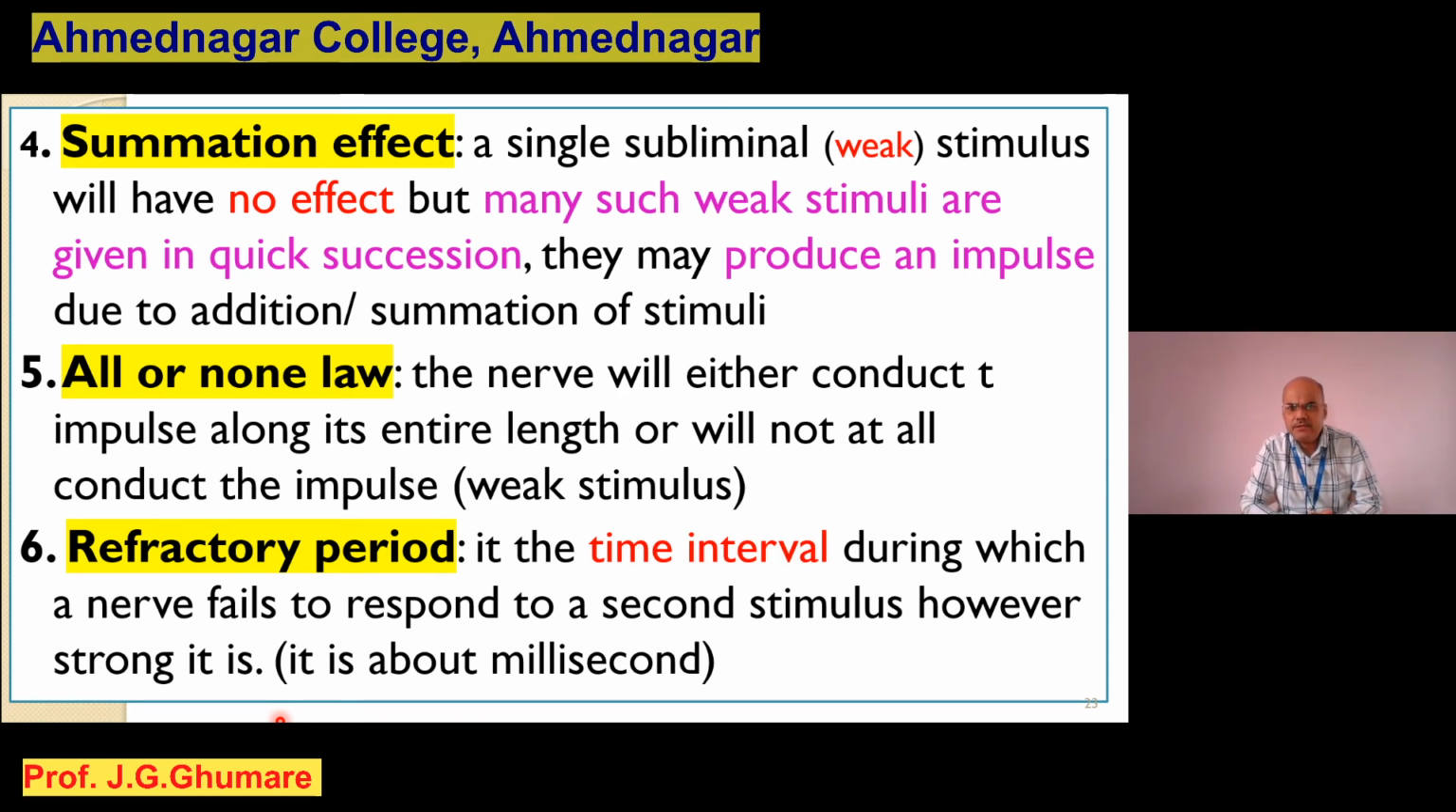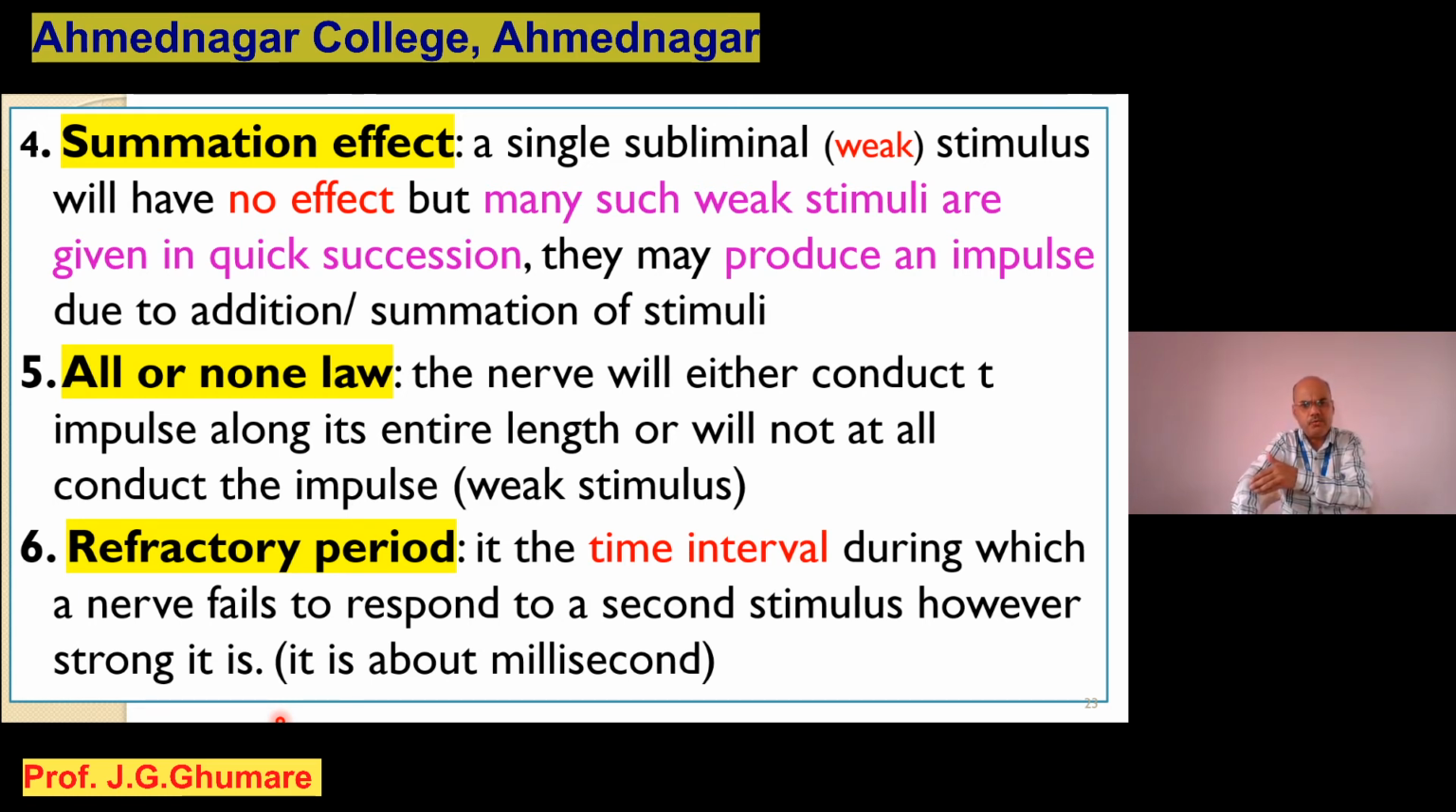All or none effect is the law where a nerve will either conduct the impulse along its entire length, or it will not conduct the impulse at all. This is because of a weak stimulus. This is all or none effect, remember. So either the message will be carried all the way up to the brain, or it might not be.